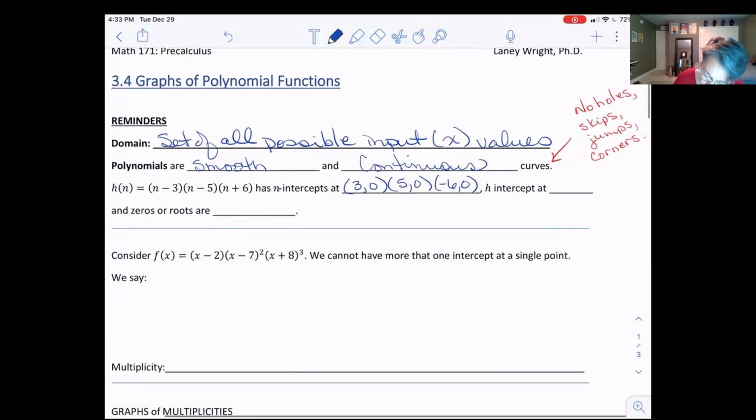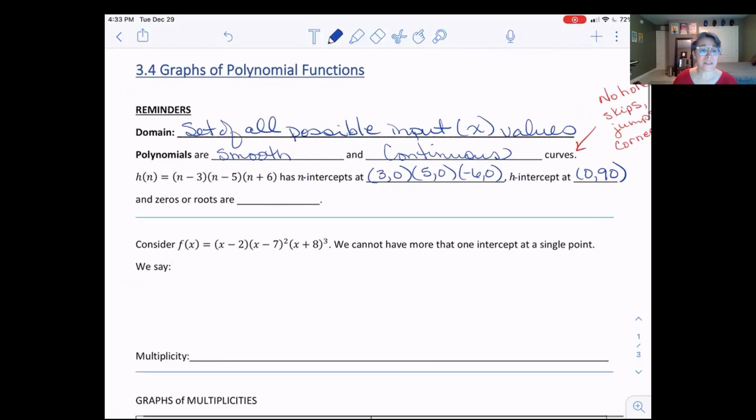And then the h-intercept, or our vertical intercept, is going to be at (0, 90). So we plug in 0 for our n, and when we multiply what's left on the right-hand side, the negative 3 times the negative 5 times the positive 6, we would get 90. And the zeros, or the roots, remember, are just those x values, or in this case, the n values of negative 6, 3, and 5.